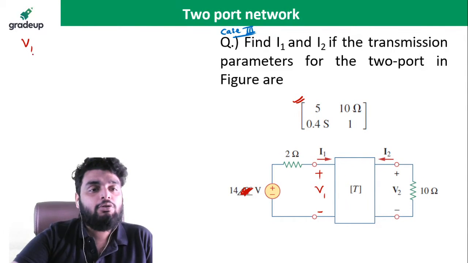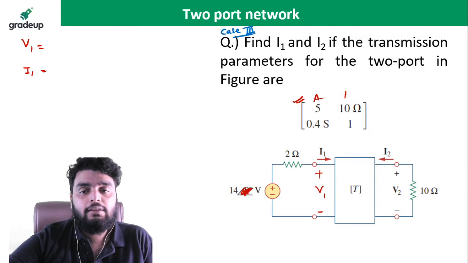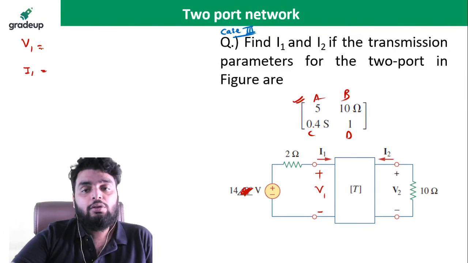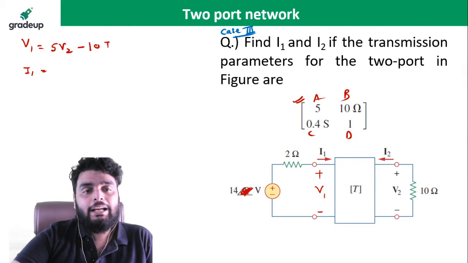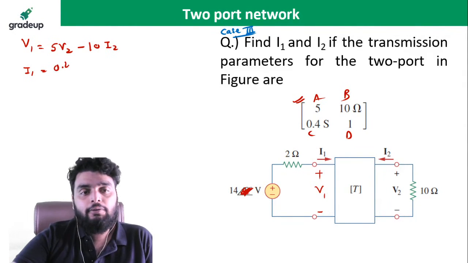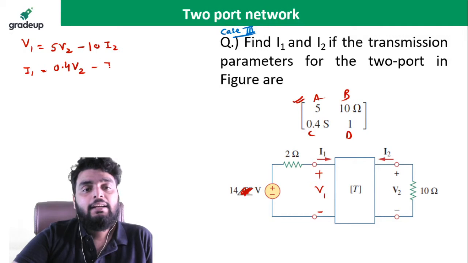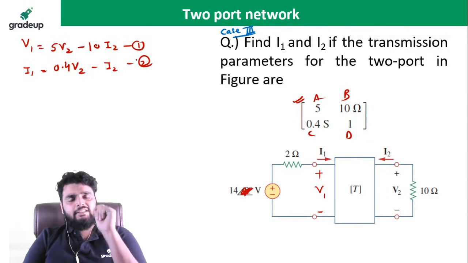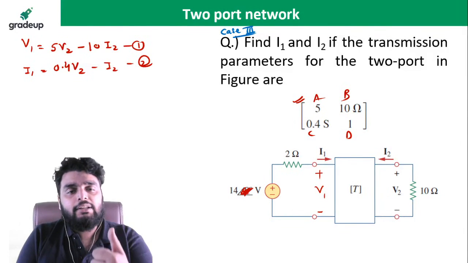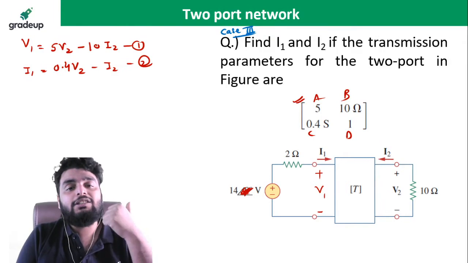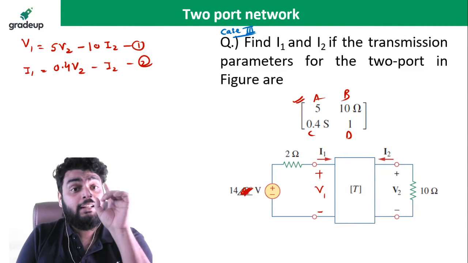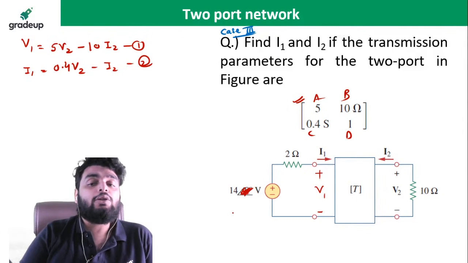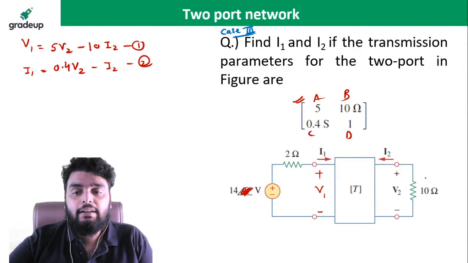So this is a T parameter. For a T parameter, the equation is V1 and I1 equal to A times of V2 minus B times of I2. This is A, this is B, this is C, this is D. Now here it will be 0.4 times of V2 minus D times of I2. These are the first two equations. So the first step to solve this question is to write the equation into the general form. Then you need to write the extra equations which come from the network. So see here very carefully.